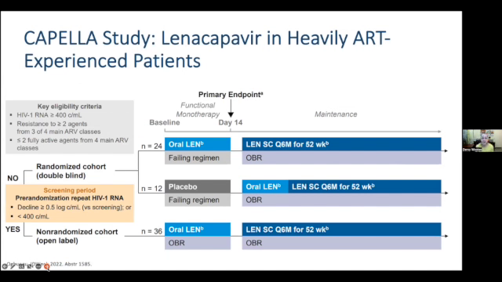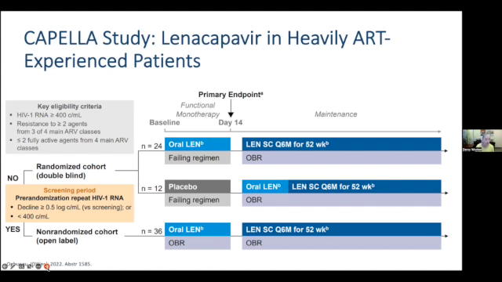Lenacapavir is a capsid inhibitor, new in class. It's been looked at in treatment-naive patients with HIV in the CALIBRATE study, as well as heavily treatment-experienced patients in the CAPELLA study. Did I say CALIBRATE? CALIBRATE is treatment naive. CAPELLA is treatment experienced. And this updated data to week 52 was presented at ID Week.